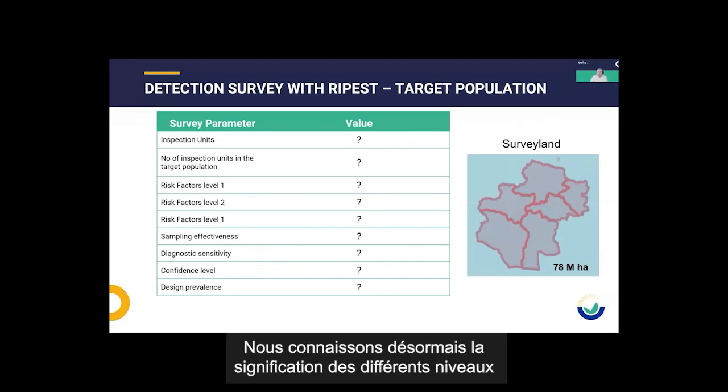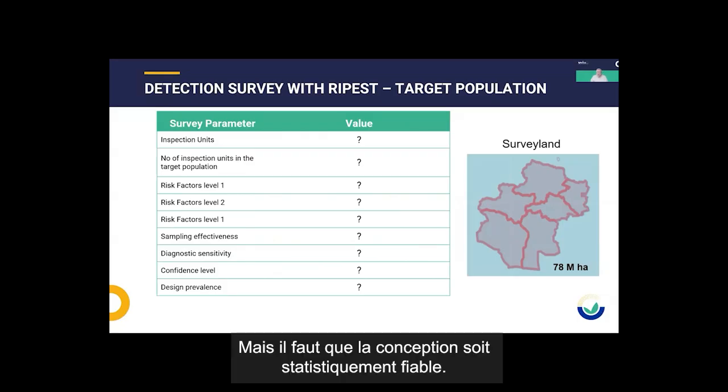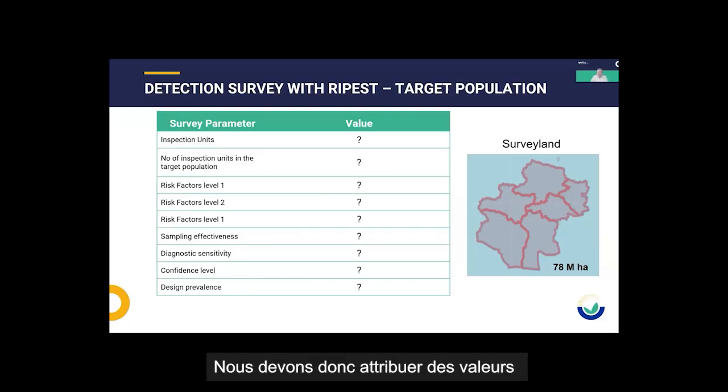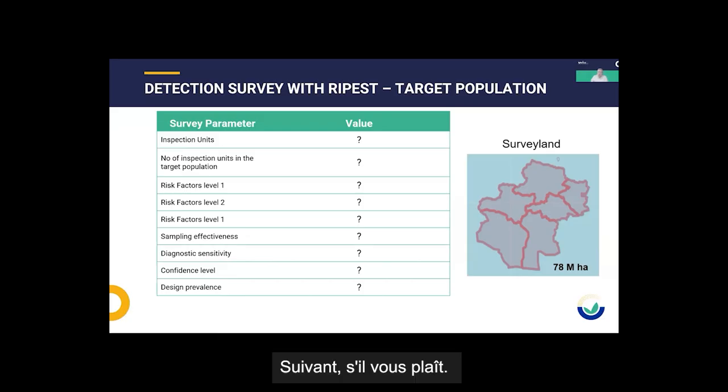Okay, clear. So now we know the meaning of the different levels to structure our target population in a statistically sound design. So we need to assign values for each of the different parameters to apply this statistical framework. This table summarizes the inputs that we need to run the RIPEST tool. Next, please.